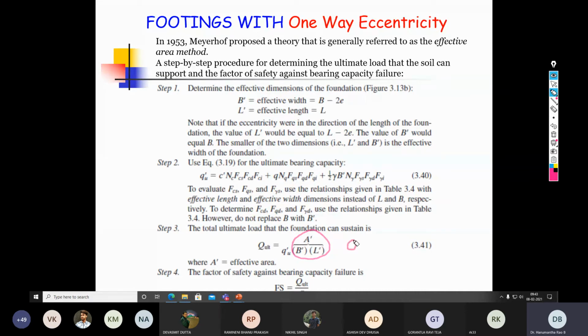Q ultimate, capital Q ultimate, is nothing but Qu dash multiplied by B dash multiplied by L dash. If you look at it carefully, this is a bar. This is not a numerator or denominator.